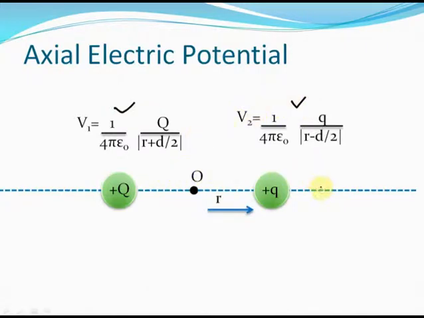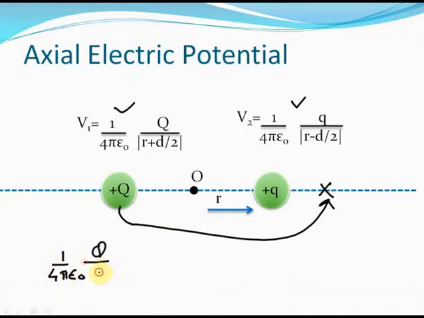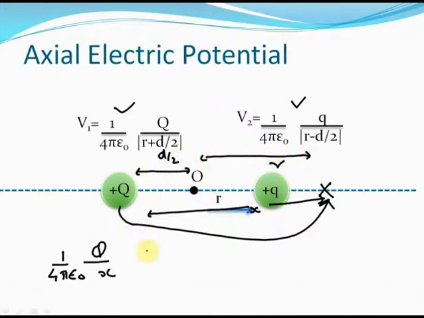Consider a point here. What will be the potential because of charge plus Q at this particular point? It will clearly be 1 by 4 pi epsilon naught into Q by x, where this distance here is x, isn't it? And what is x equal to? Clearly x is equal to this distance, which is d by 2, and this distance, which is r. So x is r plus d by 2.